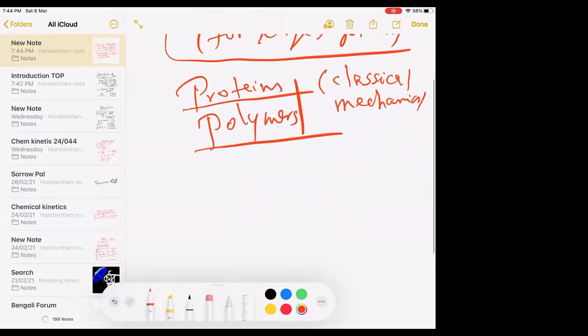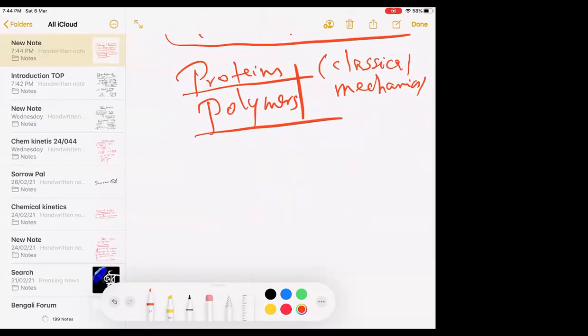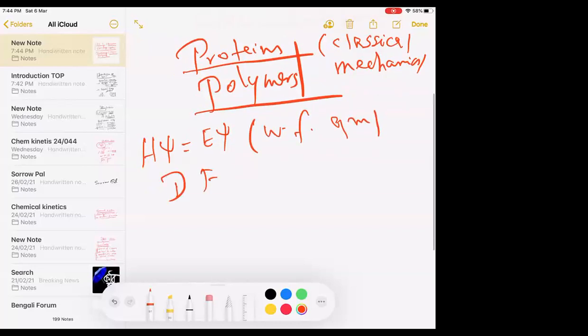So please understand that H psi equal to E psi is basically wave function based quantum mechanics. Then you have DFT, which is also quantum mechanics.